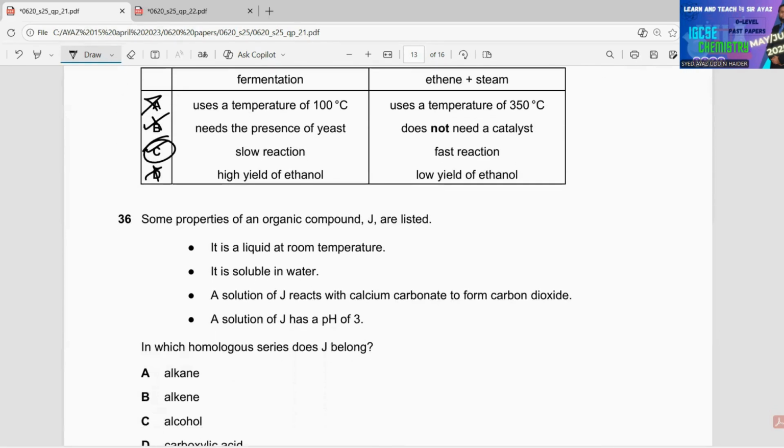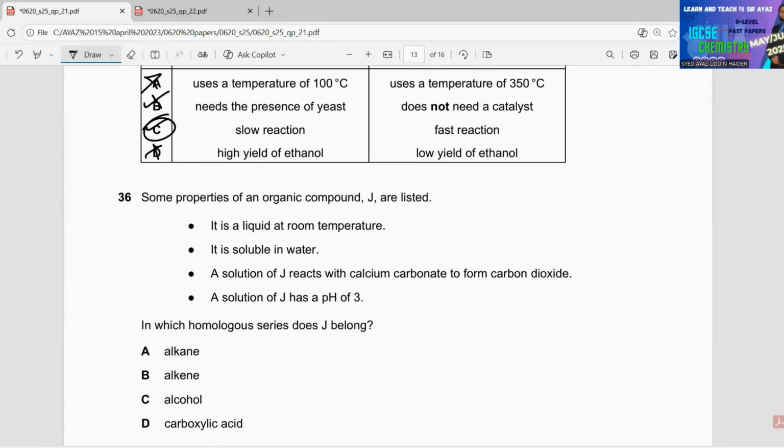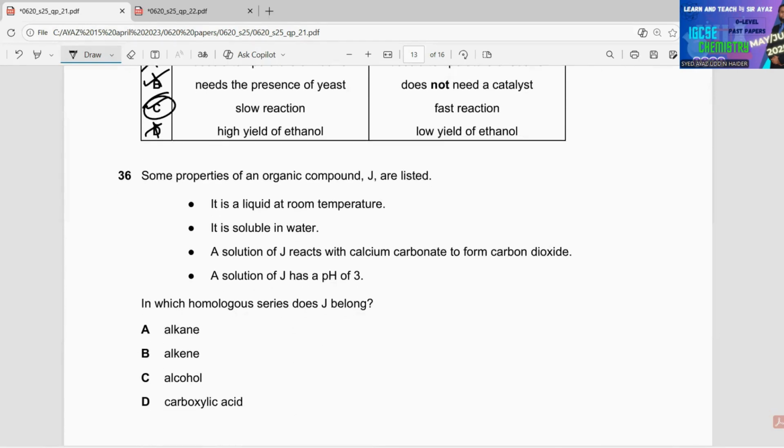36. Some properties of an organic compound J are listed. It is a liquid at room temperature. It is soluble in water. A solution of J reacts with calcium carbonate to form carbon dioxide. A solution of J has a pH of 3. In which homologous series does J belong?